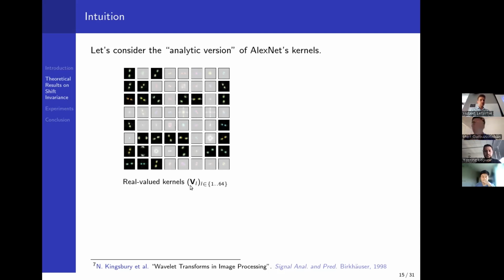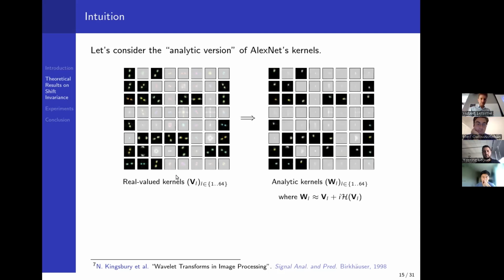And the symmetry is actually a property of real valued filters. So now let's consider the analytic versions of these filters. I will plot them here, and we denote those filters by W. What we did here is that we just set half of the frequency plane to 0 and kept only one half of the frequency plane. So the real valued filters here are the real part of the complex valued filters that are displayed here.